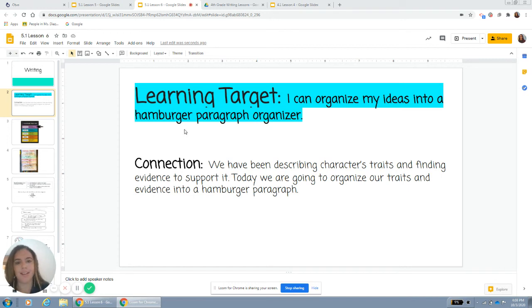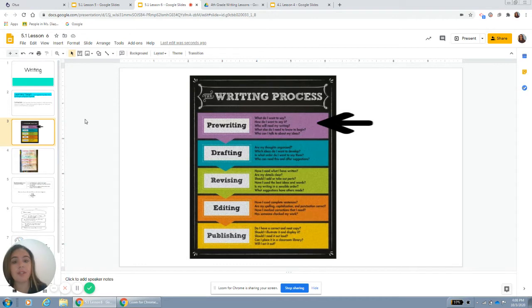Today's learning target is I can organize my ideas into a hamburger paragraph organizer. We have been describing characters' traits and finding evidence to support them. Today, we are going to organize our traits and evidence into a hamburger paragraph. Because we're still using an organizer to organize our ideas, we are still in the pre-writing, before writing, right? We haven't started drafting it out yet.